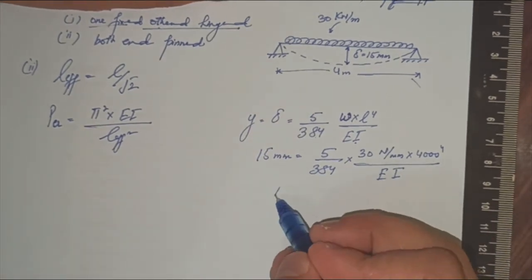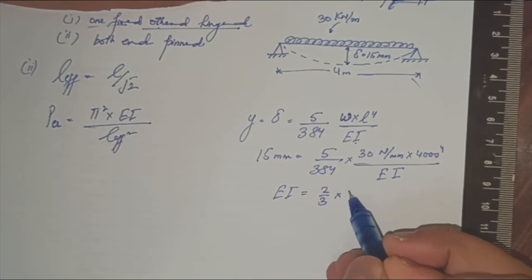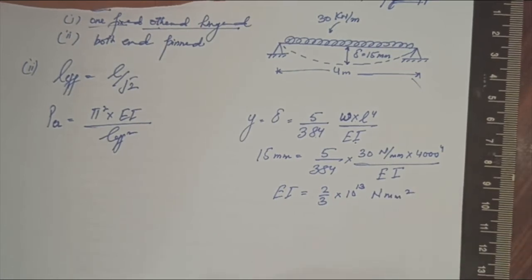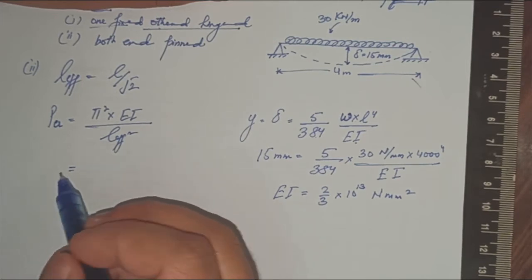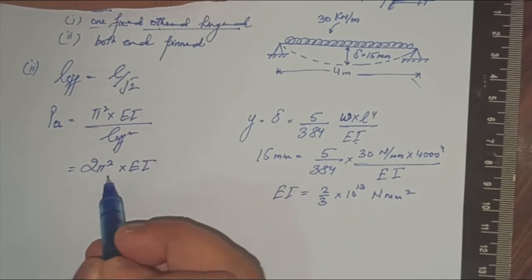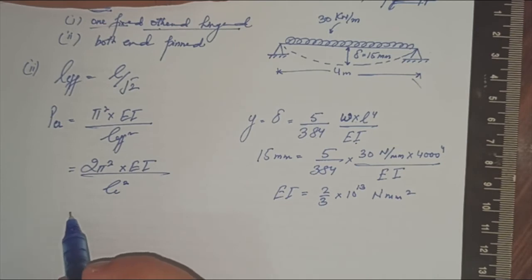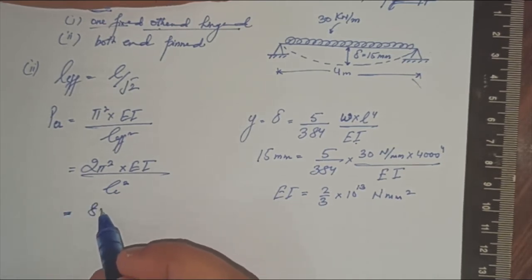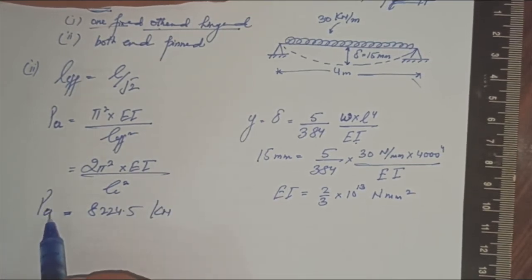So if you obtain the EI here, we'll be getting EI as something like 2 by 3 times 10 to the power 13 Newton mm square, and you can put these values here. So your crippling load in this case will be 2 pi square times EI by LE square, where the actual length is 4000. You can replace them by these values and you'll be getting 8224.5 kilonewton.